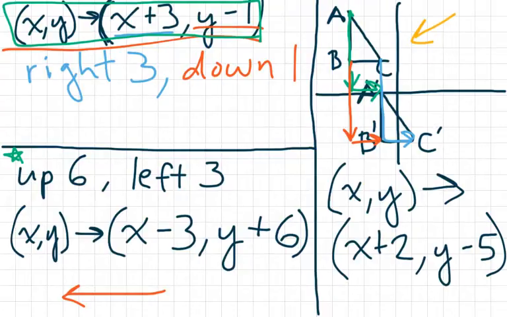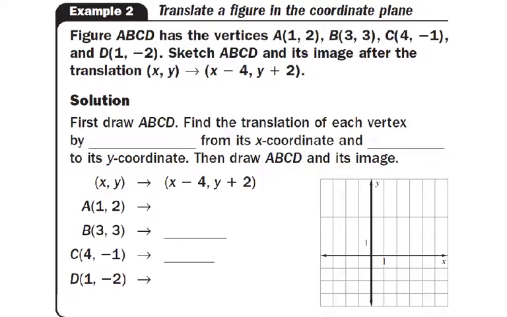That's all it is. You just tell me how far it's moving left and right, changing the x, how far up and down with the y. So let's do example 2. So we got figure ABCD. It's got our 4 coordinates there. So go ahead and sketch ABCD, pause, and then we'll finish this.